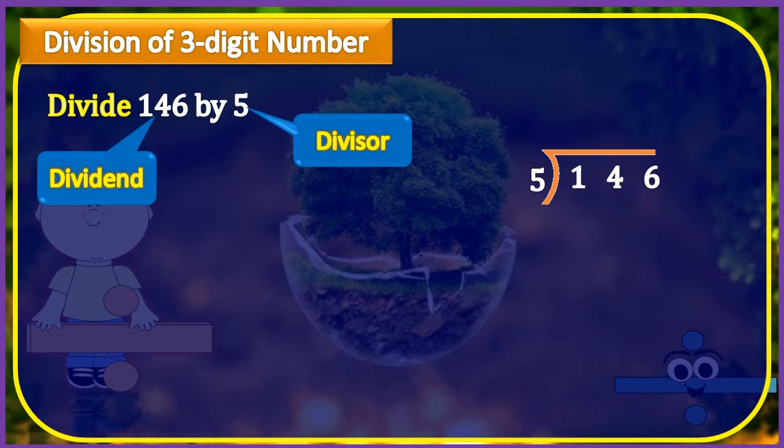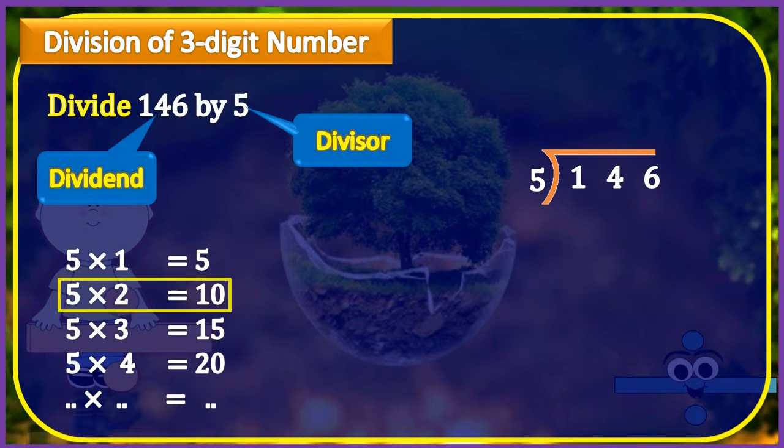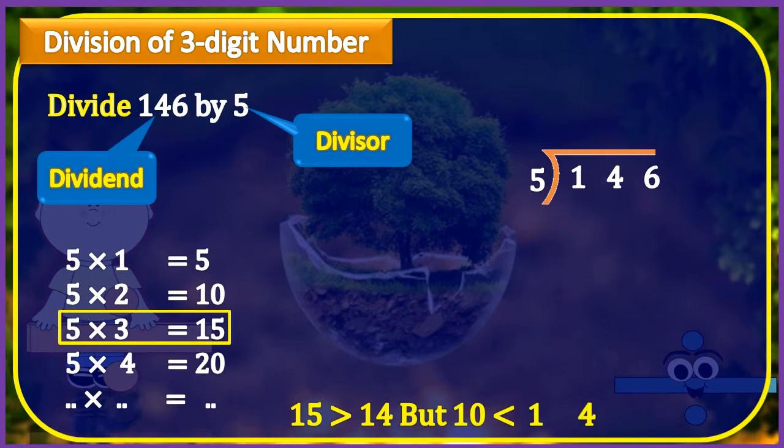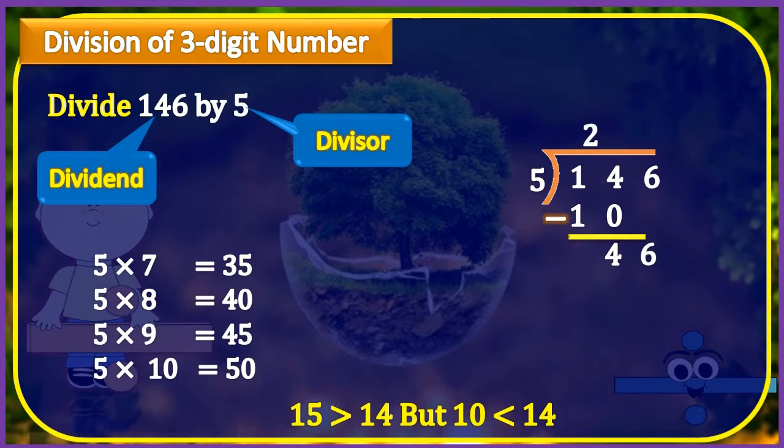According to the table, 5 into 2 is 10 and 5 into 3 is 15, and 15 is greater than 14. But 10 is less than 14. So we will write 10 below 14 and 2 above in the quotient. And then we will subtract 10 from 14. We get 4. Now we will put 6 next to 4. The number will become 46. Now, we will divide 46 by 5.